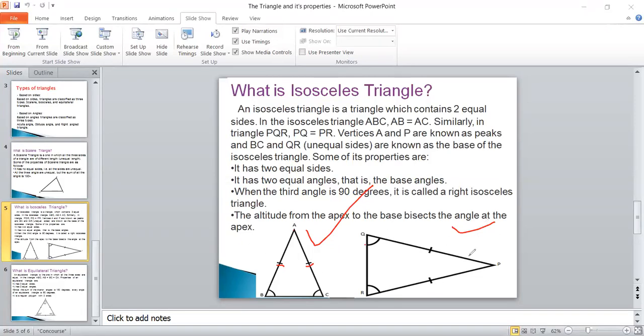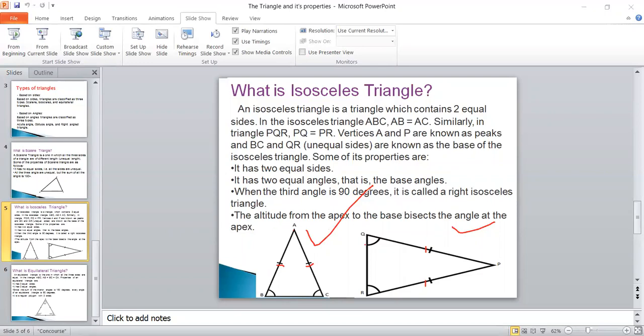Okay, and look at the second figure. In the second figure also, PQ is equal to QR. Here in the triangle PQR, two sides are the same, where PQ is equal to QR. So here also, as in the triangle two sides are equal, PQ is equal to QR, hence you can say that it is an isosceles triangle.